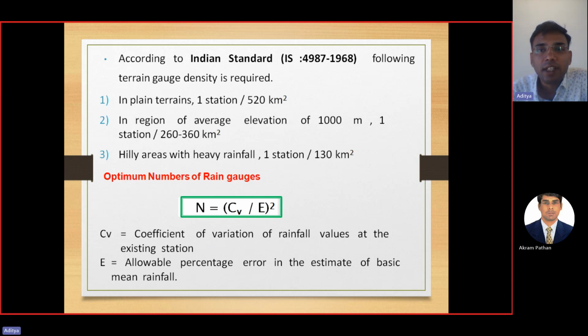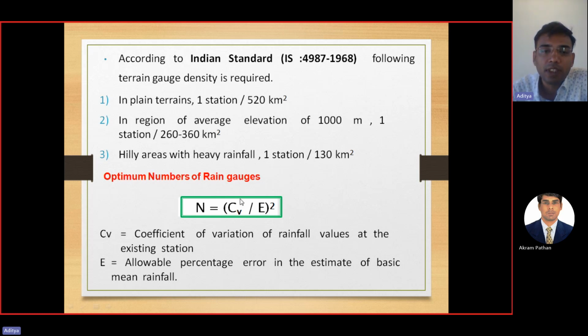According to the Indian standard, the following gauge density is required for the terrain. If your area is plain, you can place one station for 520 square kilometers. In a region of average elevation of 1000 meters, one station for 260 to 360 square kilometers, and for hilly areas with heavy rainfall, one station for 130 square kilometers. So it depends on your area, whether it is flat or undulated. If it is undulated or hilly, you can place one station for 130 square kilometers.